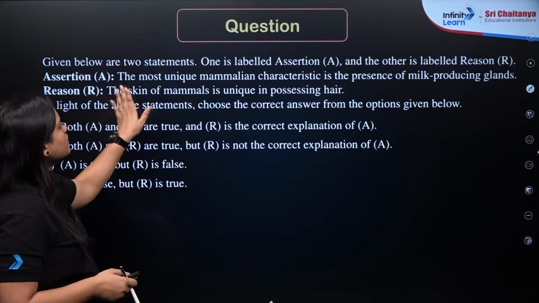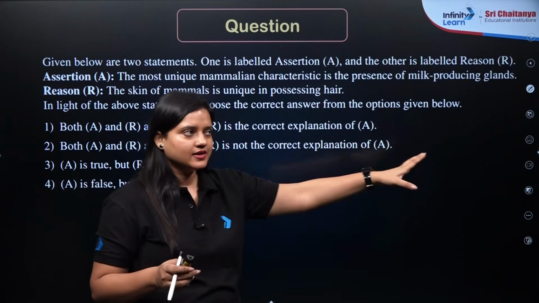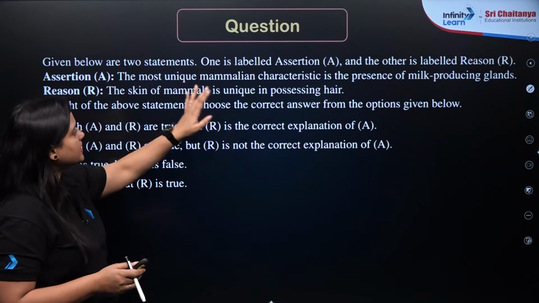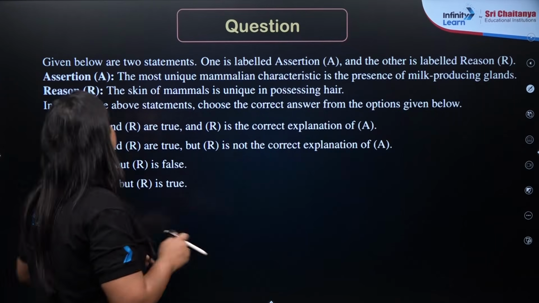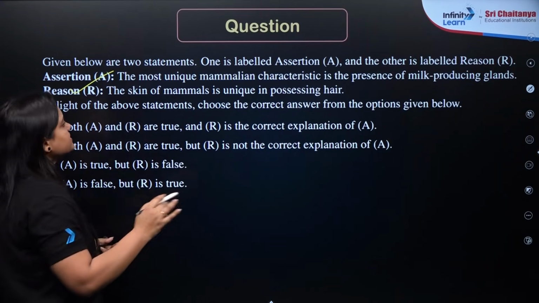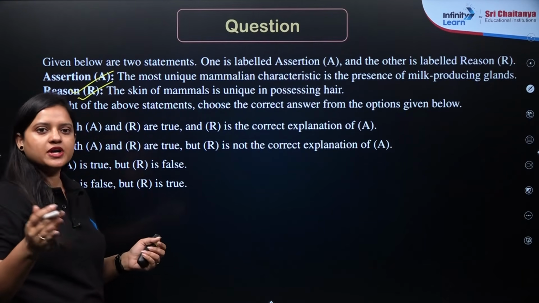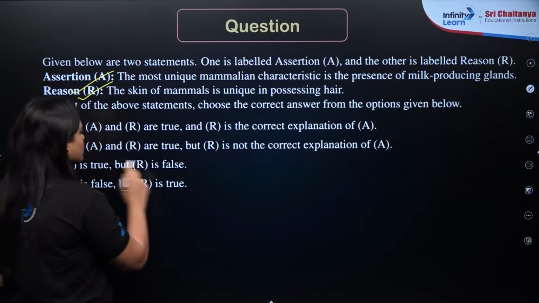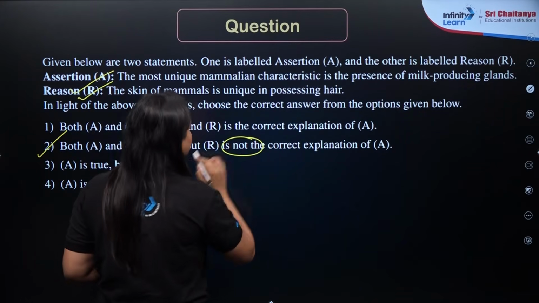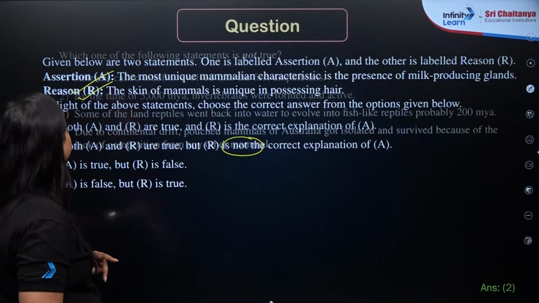Next. The most unique mammalian characteristic is the presence of milk producing gland, right? So the most unique mammalian characteristic is the presence of mammary gland, milk producing gland, and that is true. The skin of mammals is unique in possessing hair, that is also true. Both are true but not related to each other. So it should be B or 2. Both are true but not the correct explanation of assertion. So it is 2.